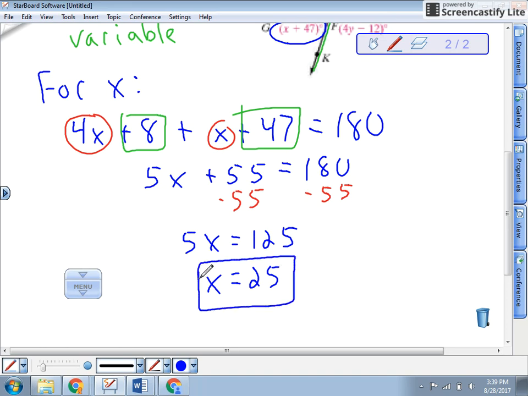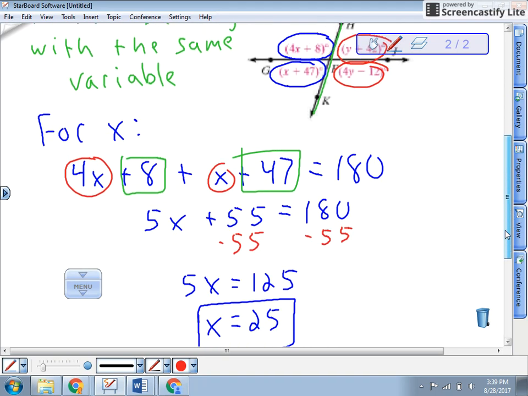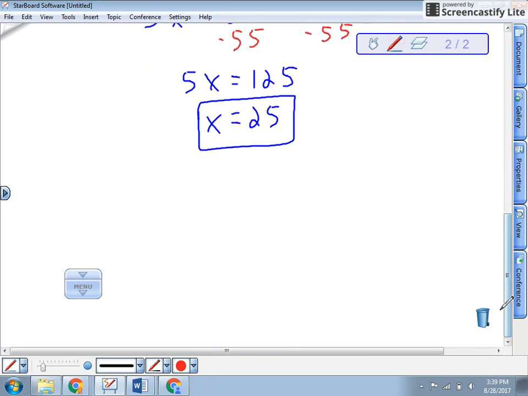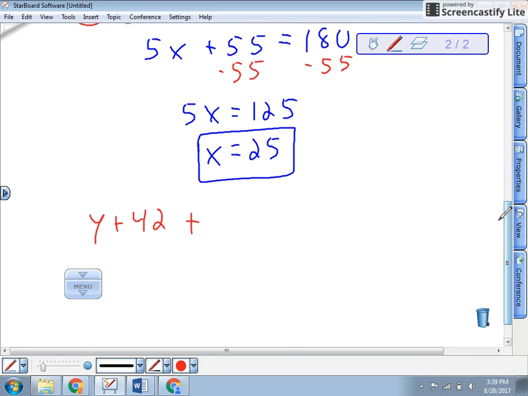Okay, to solve y, we've got to do the same things. Where's our y values? There are these 2 angles right here and here. Again, they're a linear pair. So we're going to set it up the exact same way. Y plus 42. All right, I'll write that down here. We're going to have y plus 42 plus, what was the other value? It was the 4y minus 12. And that again equals 180.